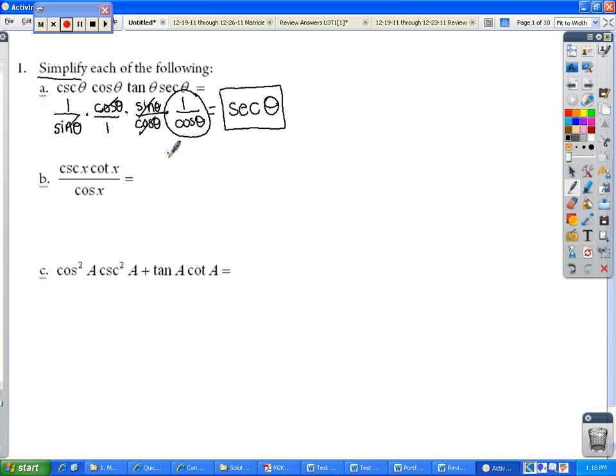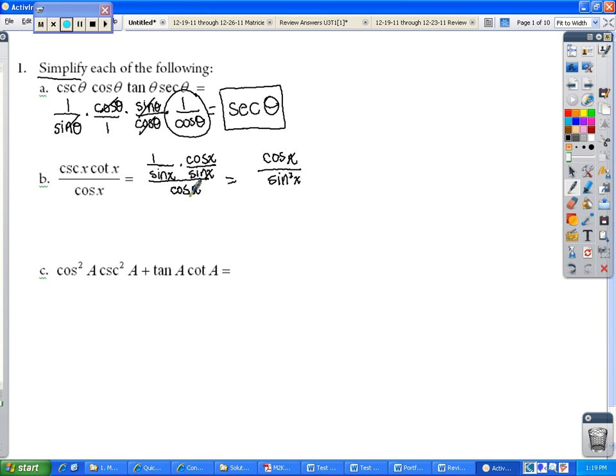For letter B, you can rewrite the top cosecant as 1 over sine. You can rewrite tangent as cosine over sine. And then you're going to keep this as cosine of x. Okay? Now, if you simplify the top here, you're going to be left with cosine over sine squared. So cosine x over sine squared.